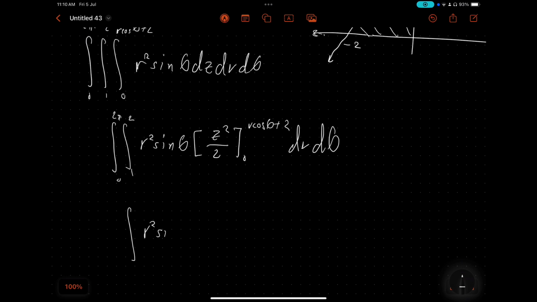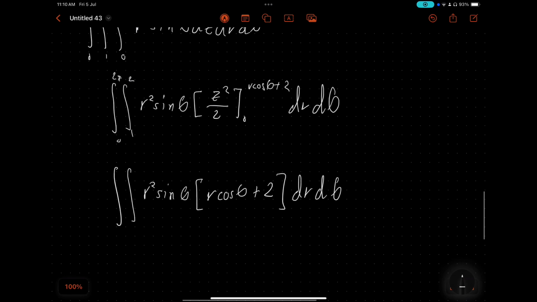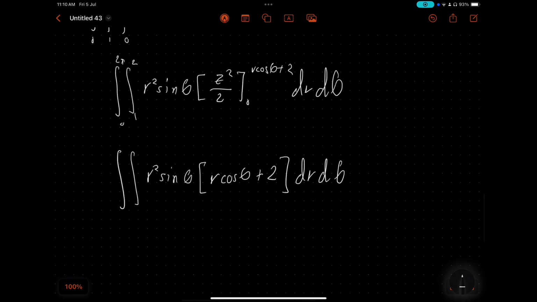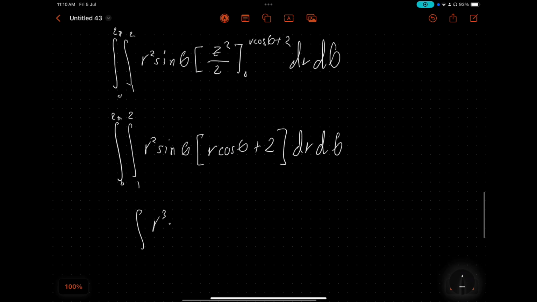Now we have r squared sine theta, double integral of r cosine theta plus 2 minus 0, dr d theta. Now how do we evaluate this? With respect to r, we're going to take all the thetas as constants, from 1 to 2 and 0 to 2 pi. So we're going to have r cubed sine theta cosine theta. We can simplify this using the sine 2 theta identity. Just a minute, bear with me. Then plus 2r squared sine theta, dr d theta.